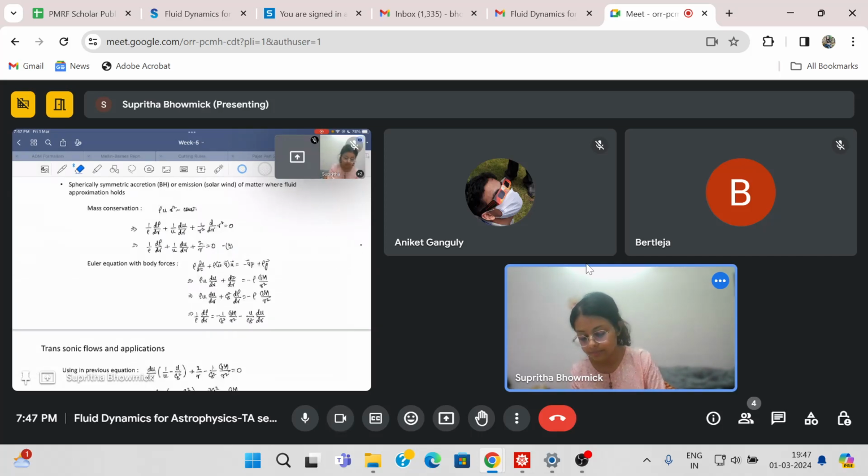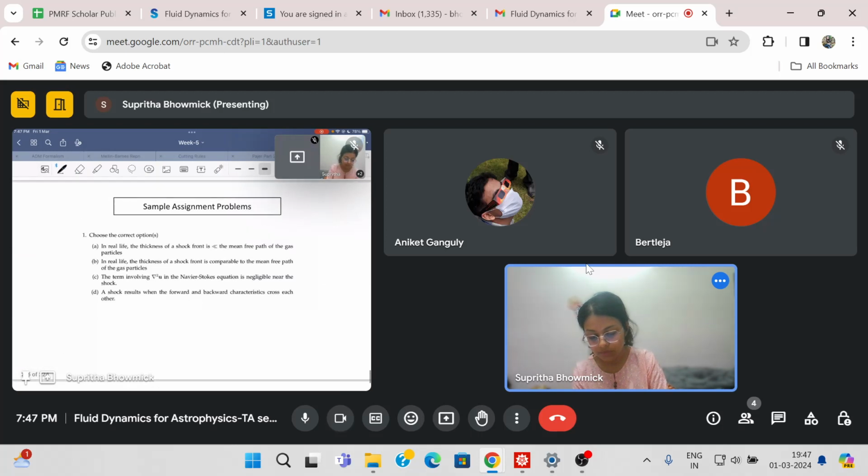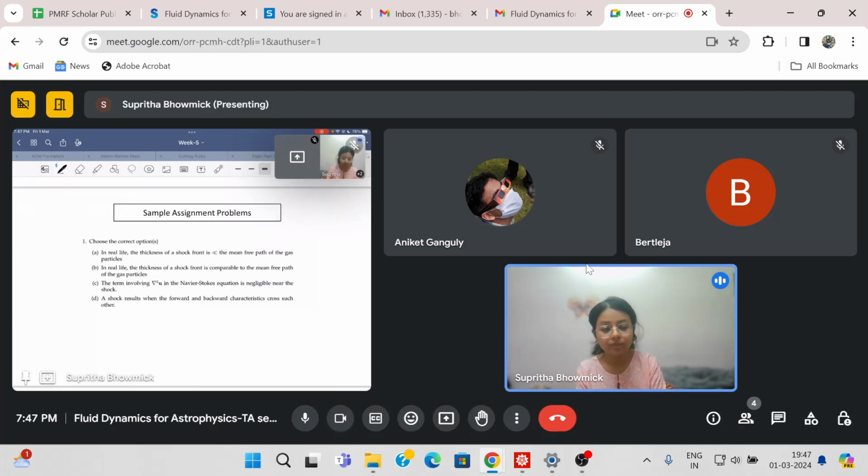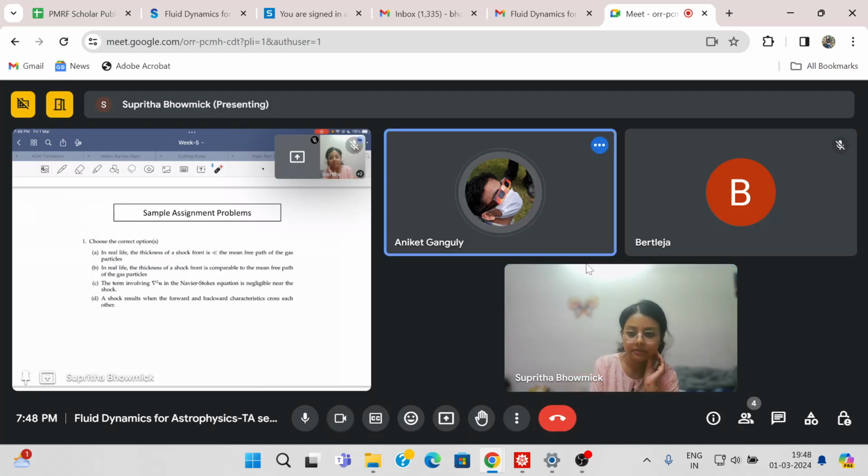Okay, let me proceed then. All right, we have to choose the correct options. There are 4 options given. In real life, the thickness of a shock front is much less than the mean free path of the gas particles. Is this correct? False.